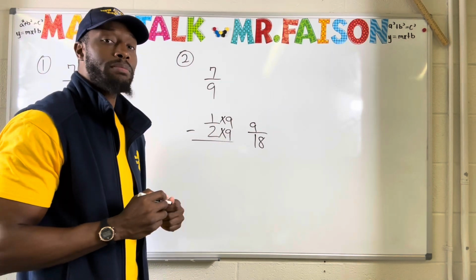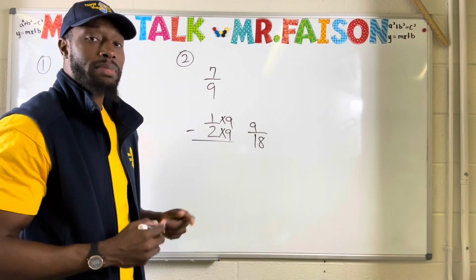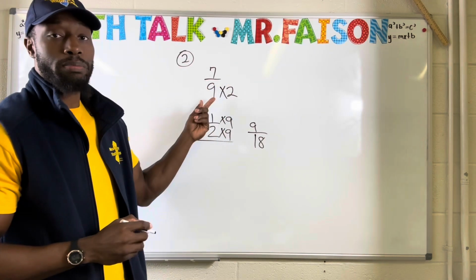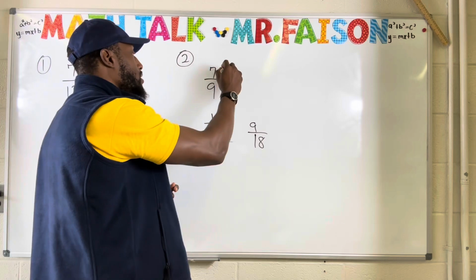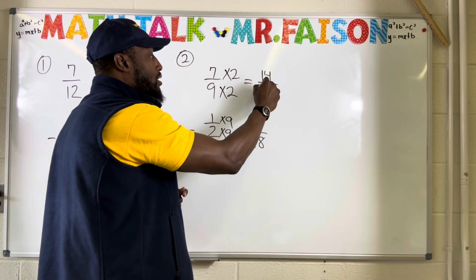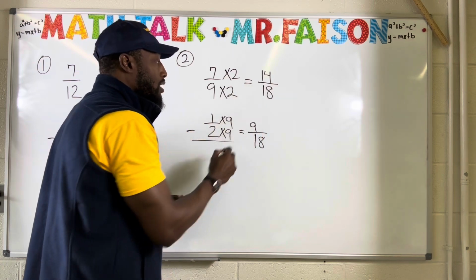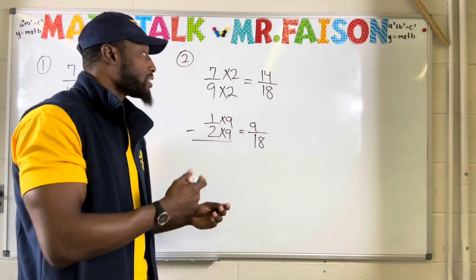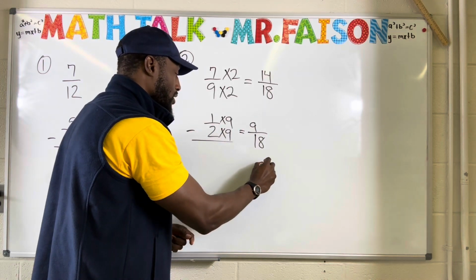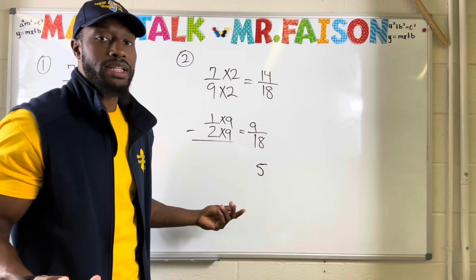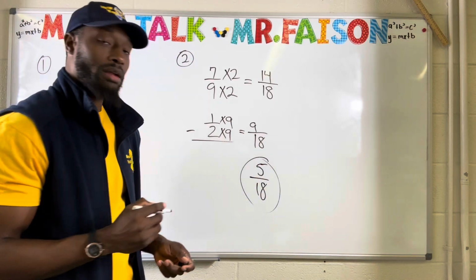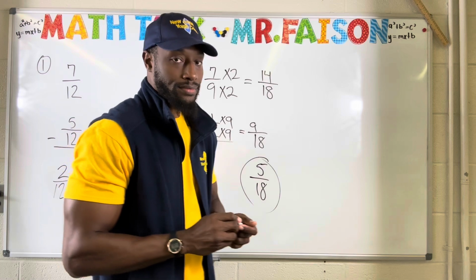Now let's go up to the top part. What can I multiply 9 by to make it 18? 2. Whatever I do to the bottom of the fraction, I have to do to the top of the fraction. So now this is going to be 14 over 18. Now what I can do is subtract. 14 minus 9 gives me 5. And remember, we just keep our denominators the same. That'll be my answer: 5 over 18.